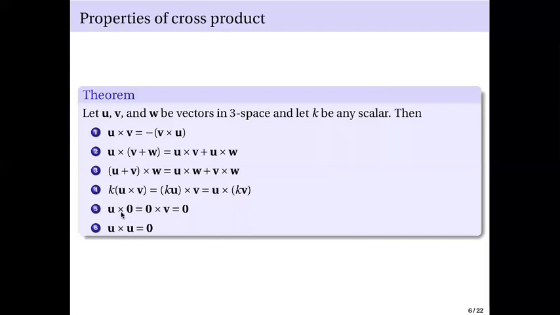Number 5. Of course, if you cross any vector with a zero vector, you'll just get the zero vector. This is trivial. Number 6, you have the cross product of u with itself. You will get the zero vector.